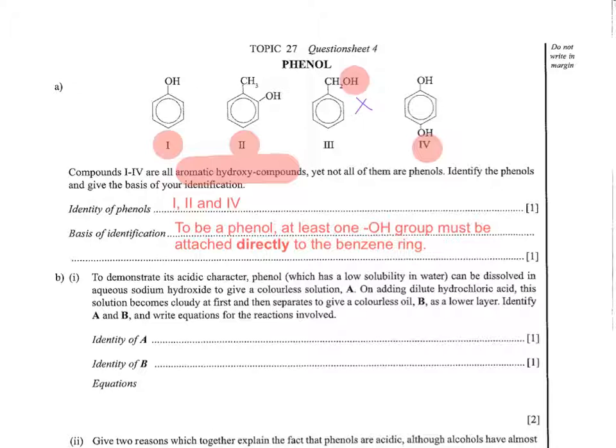So in the second question, to demonstrate its acidic character, phenol can be dissolved in aqueous sodium hydroxide to give a colourless solution, A. On adding dilute hydrochloric acid, this solution becomes cloudy at first and then separates to give a colourless oil B as a lower layer. Identify A and B and write equations for the reactions involved. So what I'm going to do at this point is move the question up the screen, so we have a bit more room to have a look at it at the bottom.